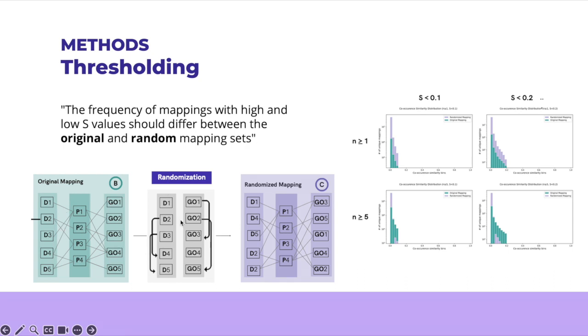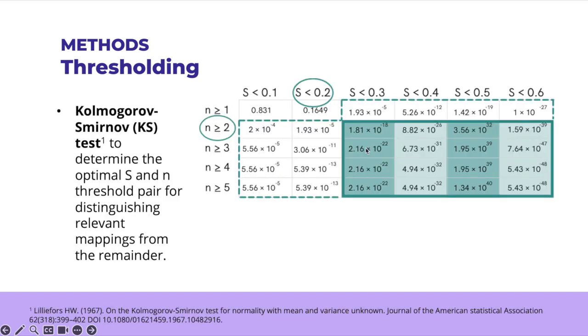Subsequently, we recalculated S and N values for the newly generated random mapping. We then generated histograms of the co-occurrence similarity distributions by applying selected combinations of S and N scores as thresholds to the mappings. We utilized the Kolmogorov-Smirnov test, a commonly used non-parametric test to compare two samples and determine if they are drawn from the same distribution.